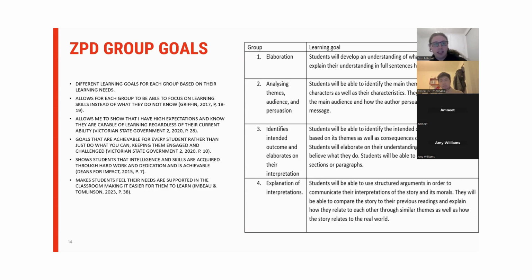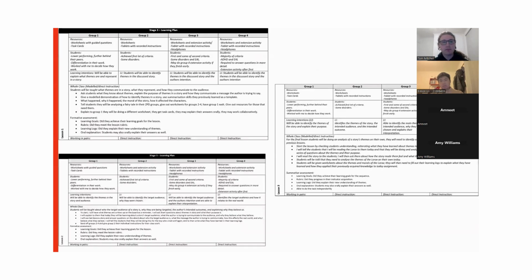Students are able to be shown that intelligence is a skill acquired through hard work and dedication, and that it is achievable. And students will feel their needs are supported through their individual ZPD groups. So in terms of the learning sequence, the first lesson will be focused on teaching students what themes are and represent and ways to identify them. This will be a more modeled lesson, and they'll have a lot more guidance. They'll be covering a fairy tale, like The Big Bad Wolf or something like that.